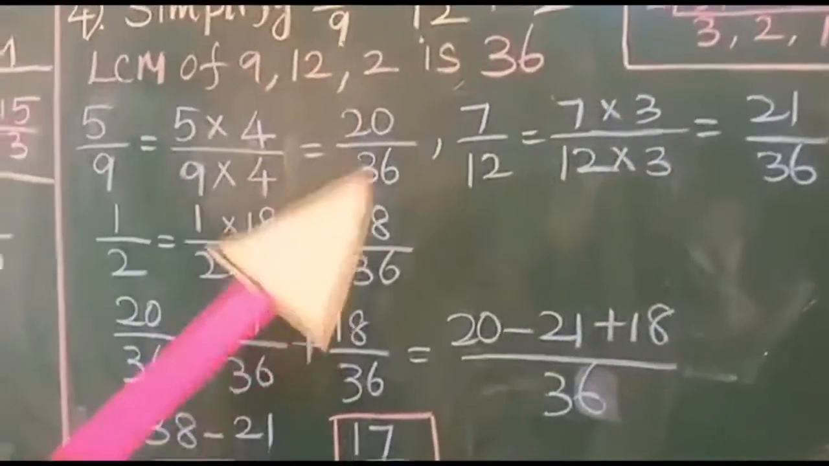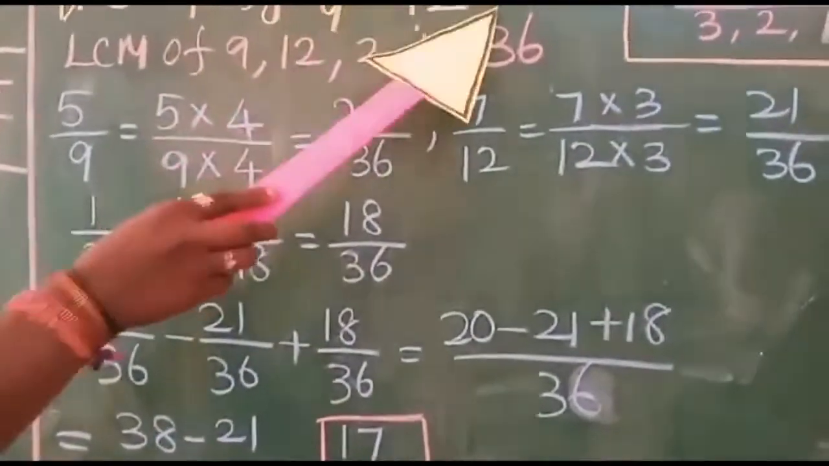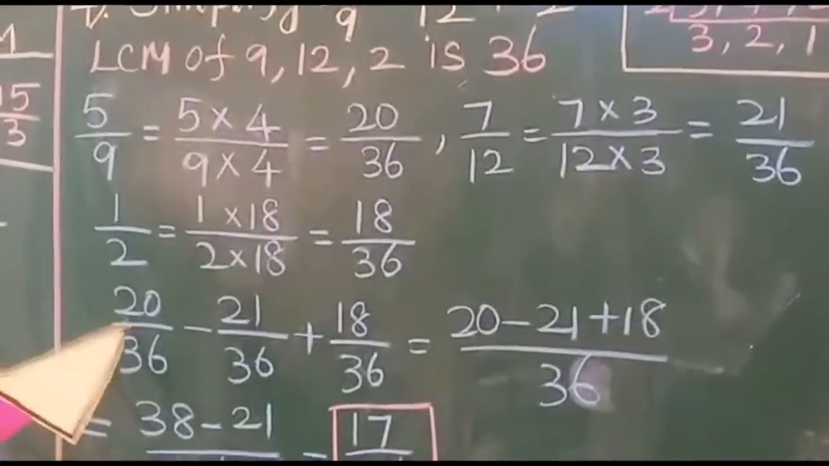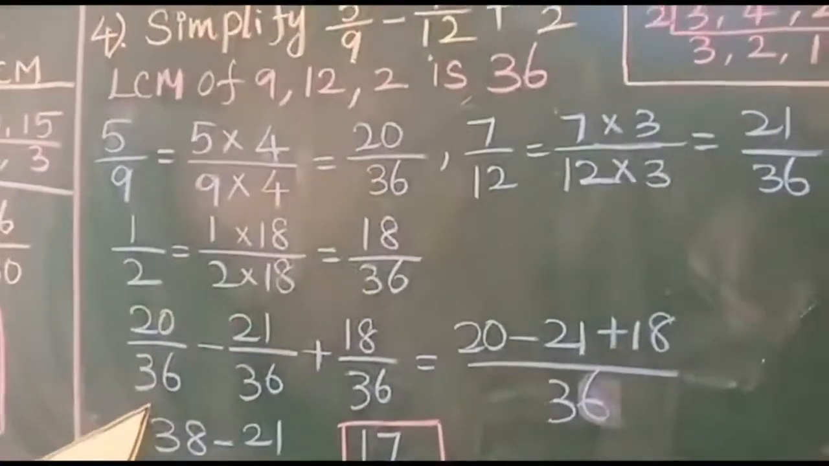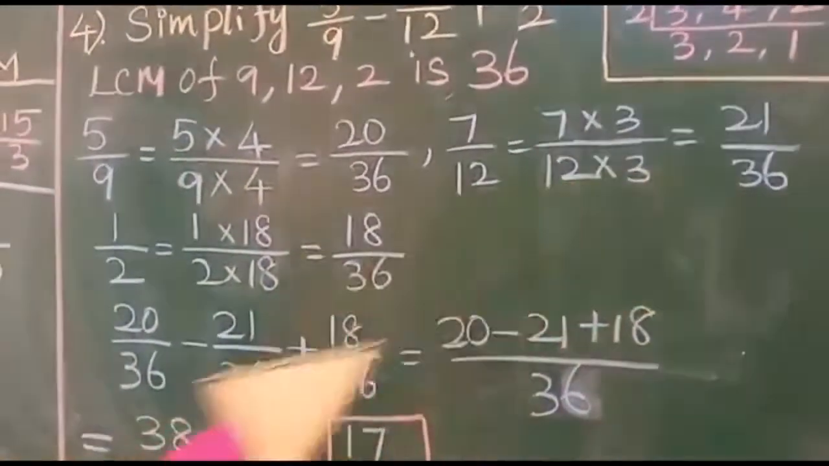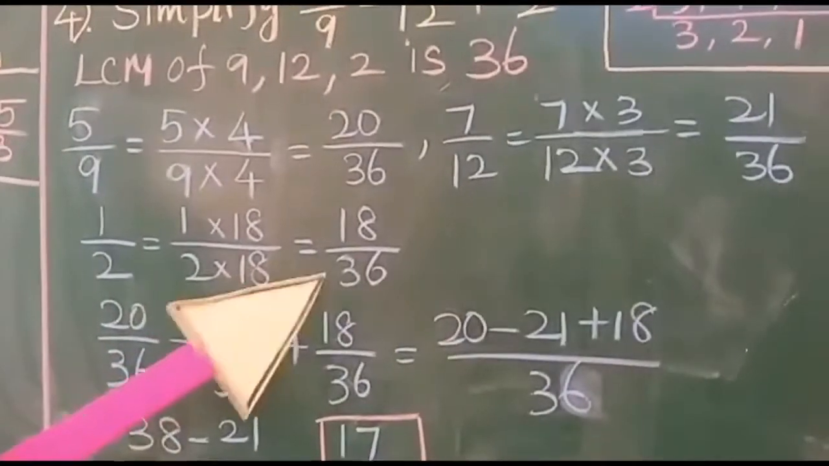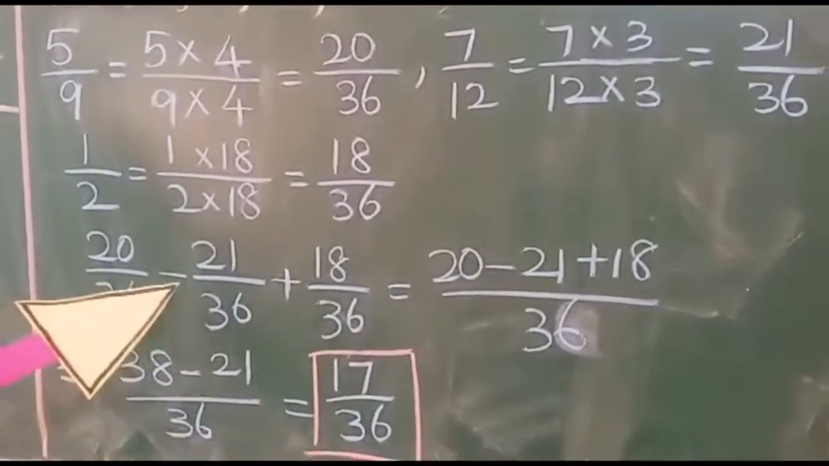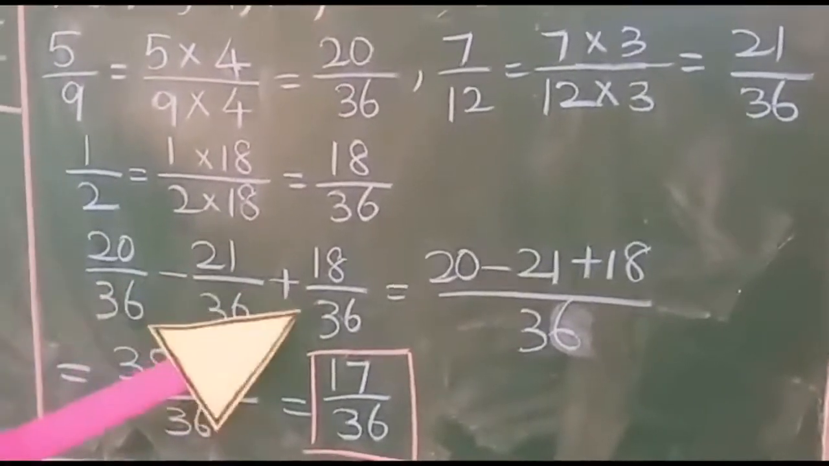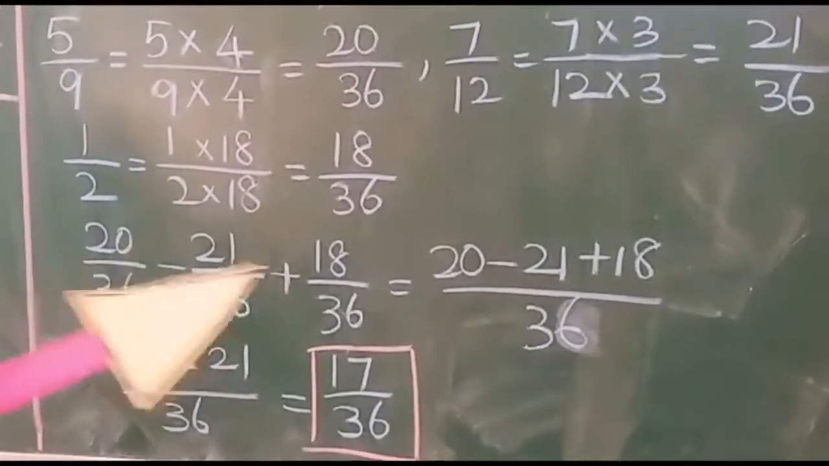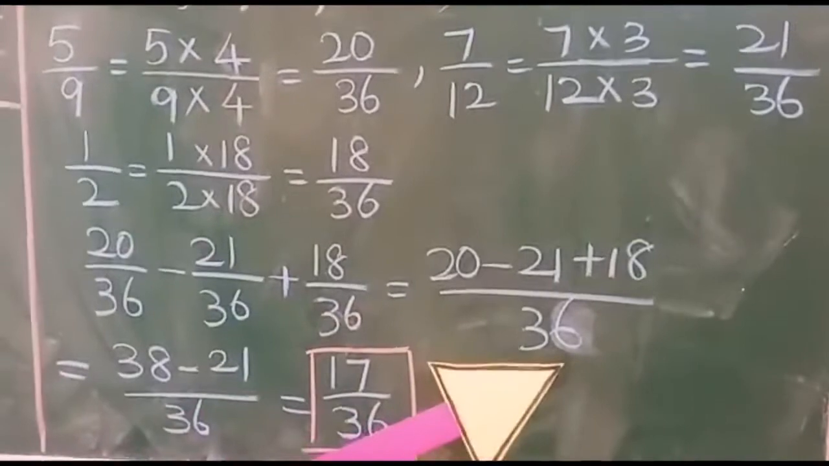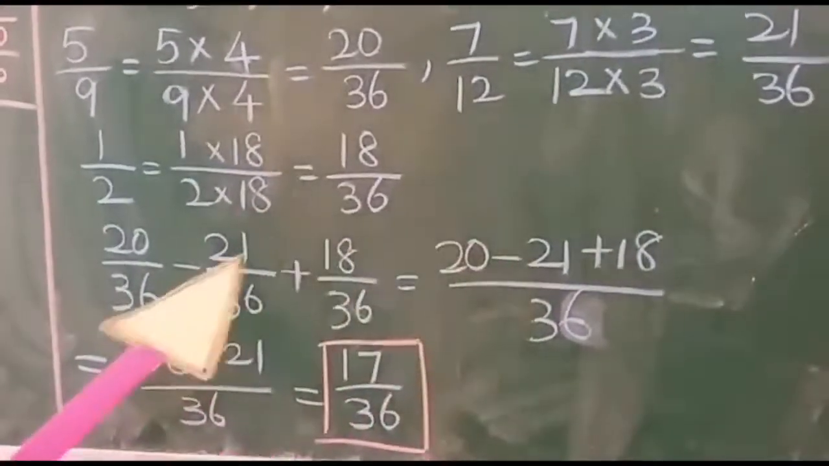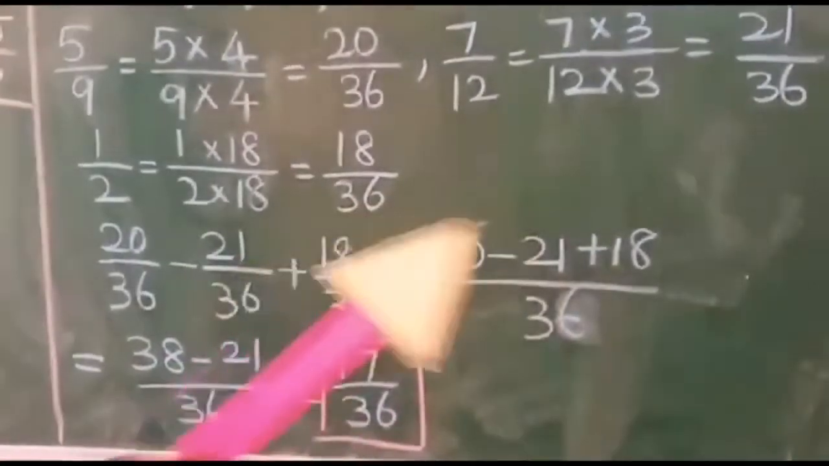Now we have to subtract or add according to the signs. So let us move to here. The first one will be 20 by 36, and the next one will be 21 by 36, and the last one 18 by 36. Already the denominators are same, but according to the sign, we have to add or subtract. So write the denominator as the same, 36. Numerator: 20 minus 21 plus 18.